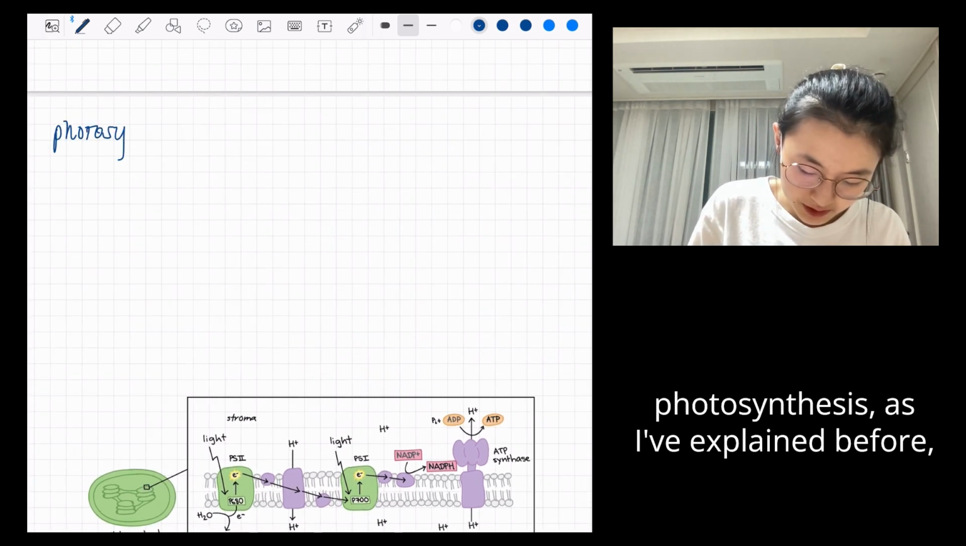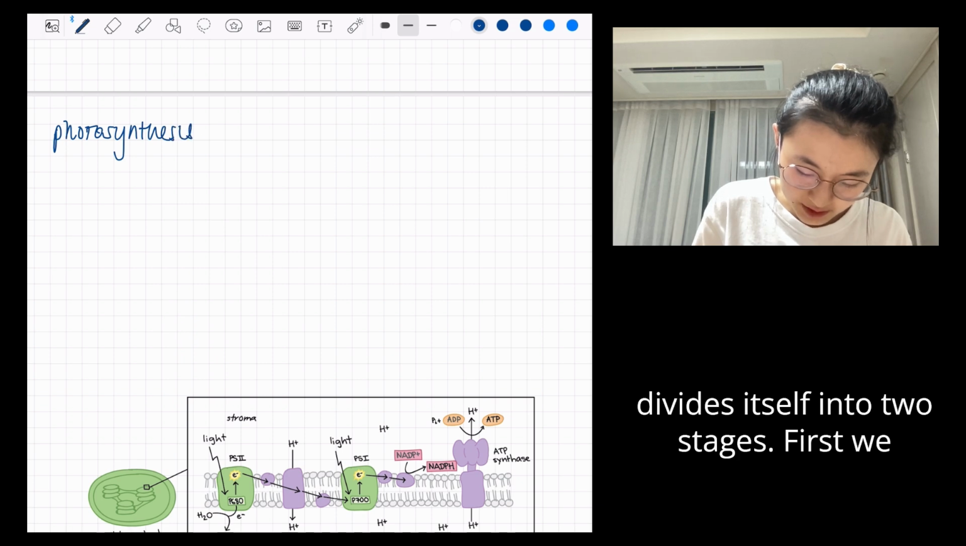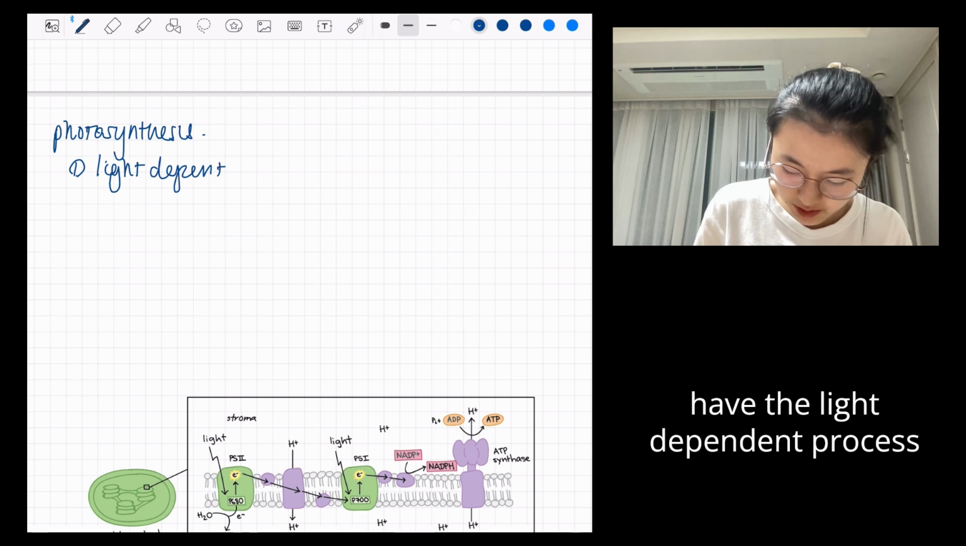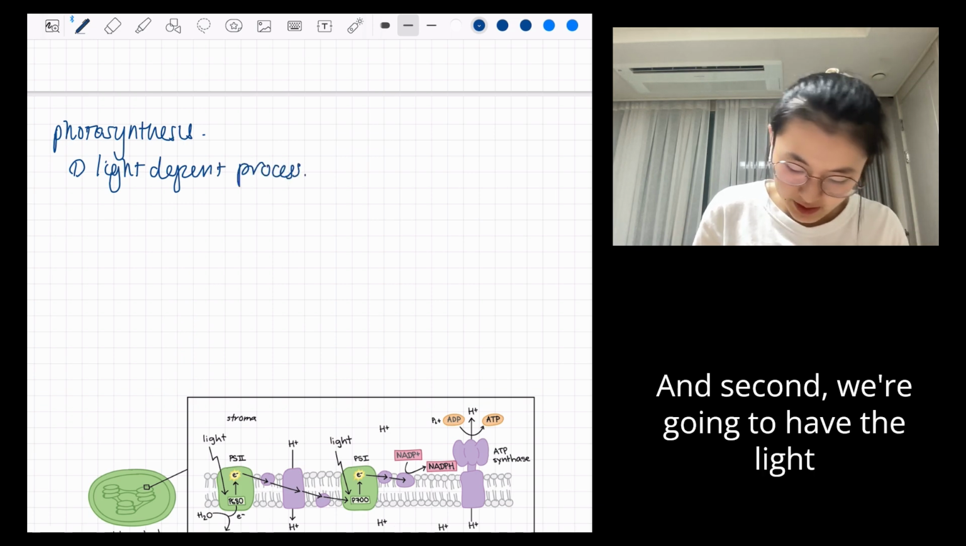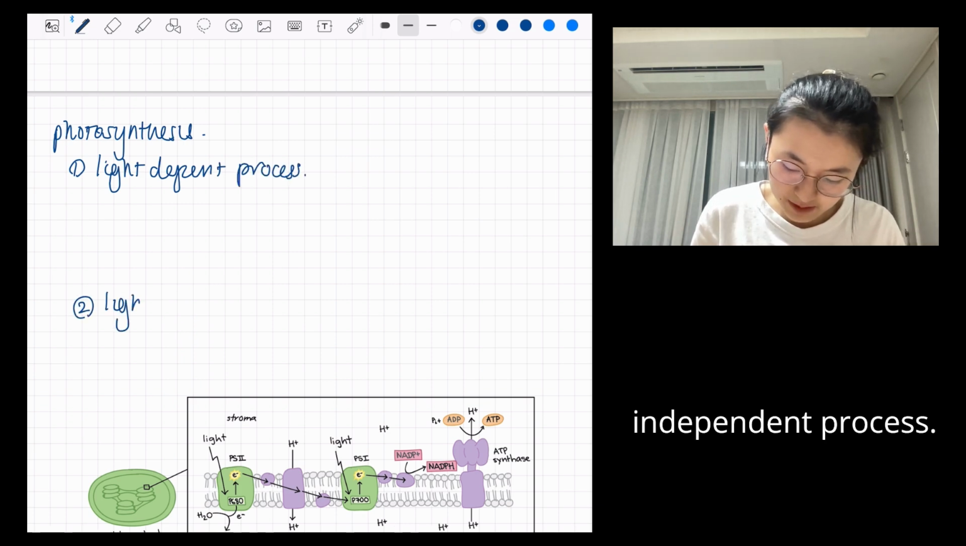Now, photosynthesis, as I've explained before, divides itself into two stages. First, we have the light-dependent process. And second, we're going to have the light-independent process.